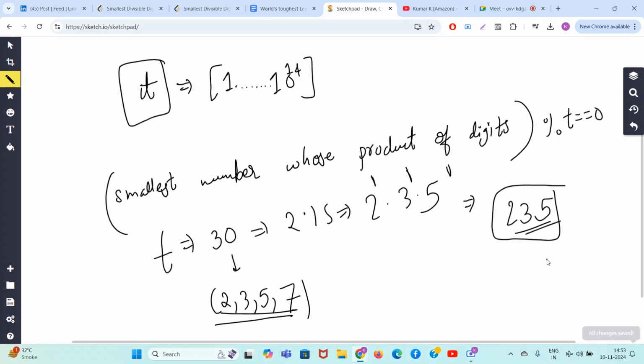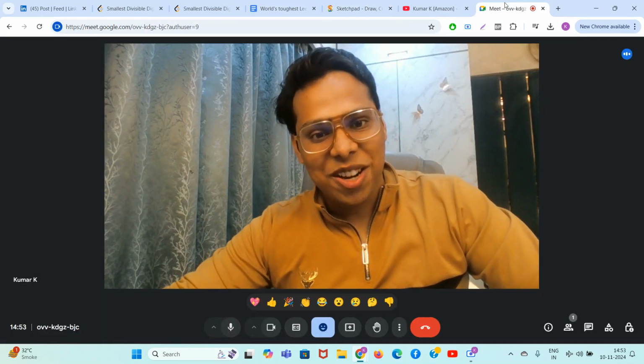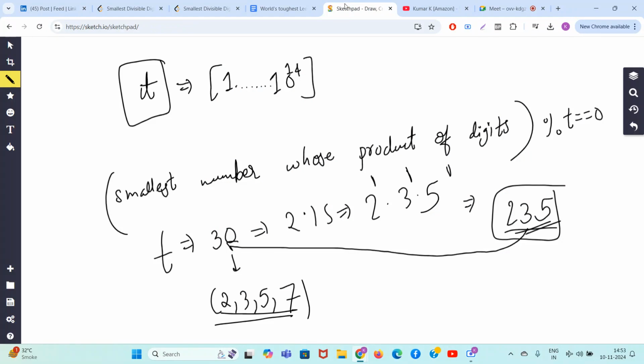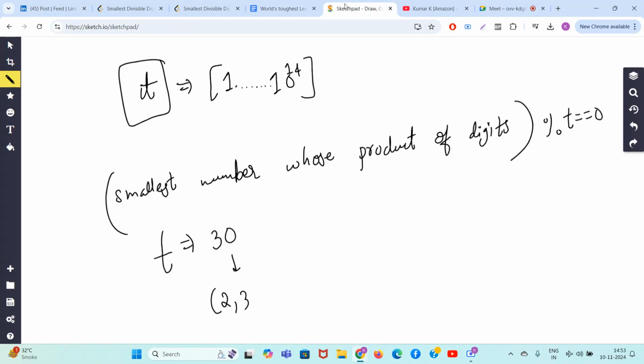Answer is 235. Now, why is the answer 235? Because you can see that you did the prime factorization and you sorted these numbers and you wrote them as they are. Now, for sure, their product will be divisible by 30. Okay, so I hope this much is clear to you. I hope you are enjoying the problem till here. You should be enjoying till here. Okay, now let me show you some more interesting cases.